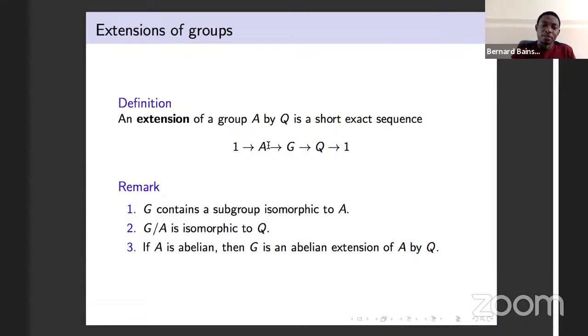Depending on the properties of A, we may call our extension by different names. So we can say that we have an abelian extension when A turns out to be an abelian group. In particular, we will be interested in ones where this group here is abelian. So we might say extensions of groups with abelian kernel.